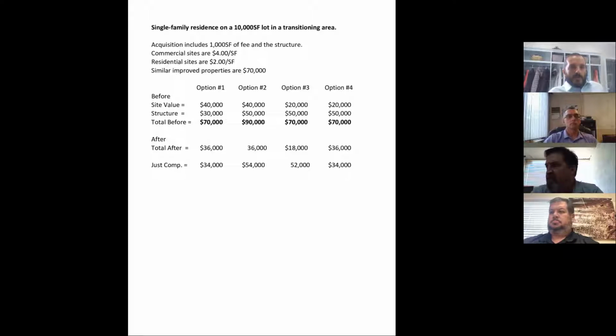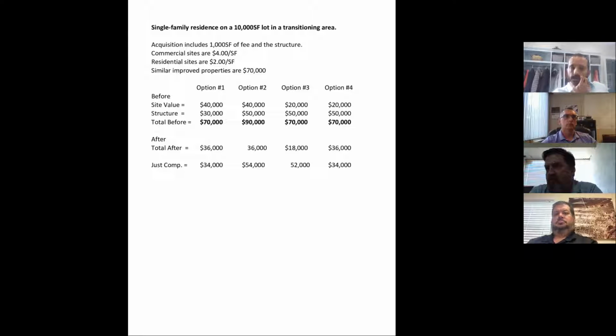What we get from the market tells us that these commercial sites are worth $4 a square foot right through here. Some nearby residential sites are $2 a square foot. So the block right behind this property, for example, may have some residential sites that are $2 a square foot. And then some comps of improved properties, ones just like our subject that are in this commercial transitioning area but are improved with single family residences, have sold for $70,000.